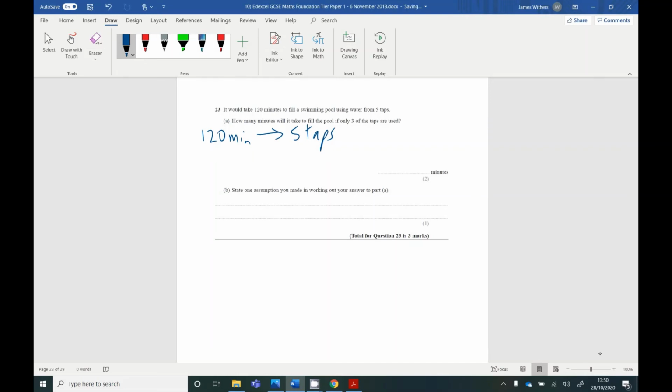It's not going to be quicker, is it? It's going to take a lot longer. So we're going to have to multiply by 5 to work out how long 1 tap would take. 5 lots of 120, well 5 12s is 60 and add a naught. So 600 minutes if you had 1 tap. But we've got 3 taps. Now that's going to be 3 times as quick, so we're going to divide 600 by 3 to work out how long this is. 600 divided by 3 is 200 minutes.